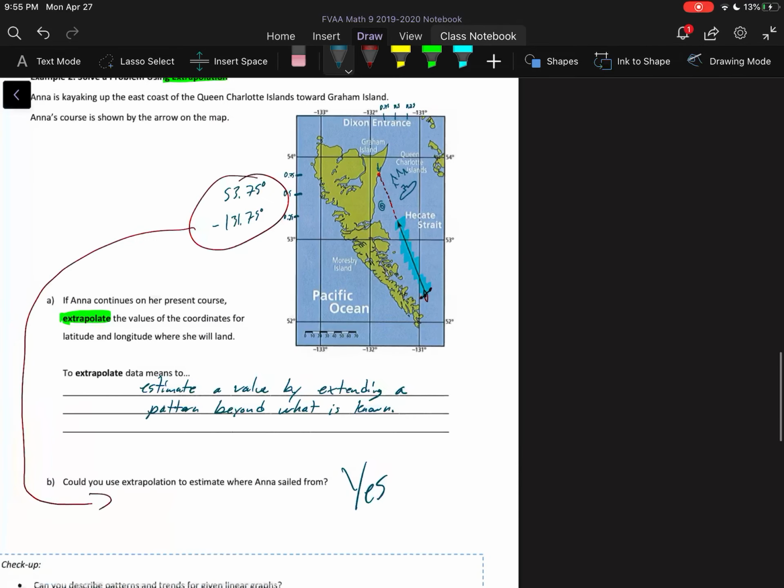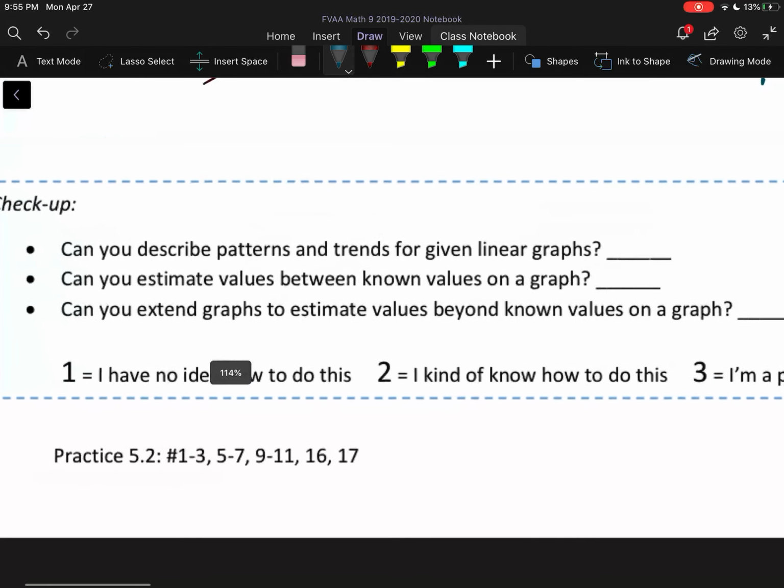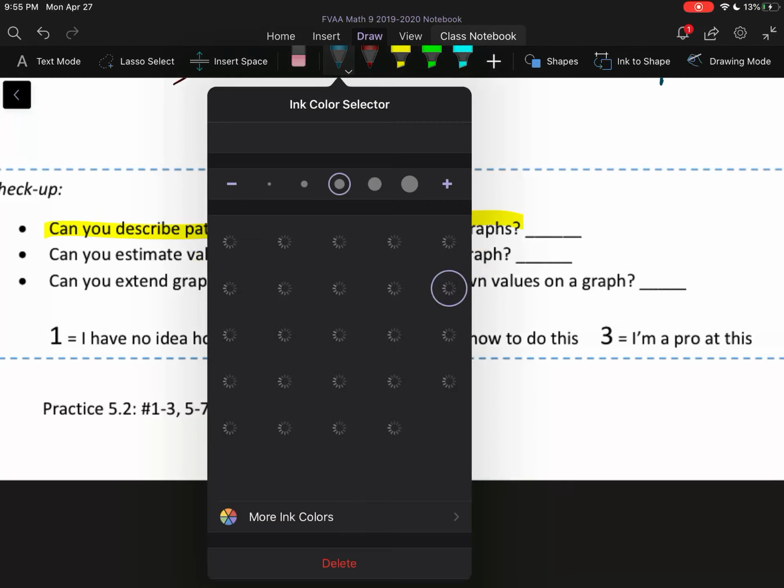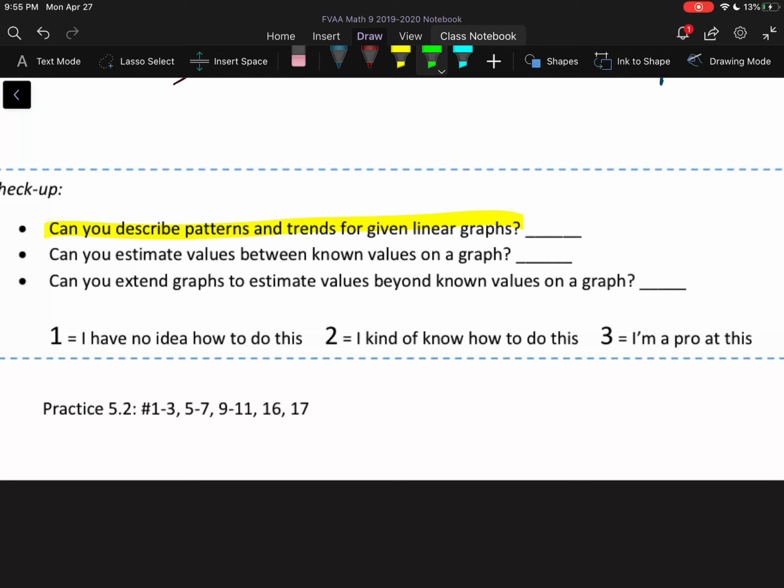Okay? So that's the notes for today. Hopefully by now you are able to describe patterns and trends in a linear line, that you can estimate values between known values, so that would be the interpolation piece, and that you can extend graphs to estimate values beyond the known point. That would be the extrapolation piece.